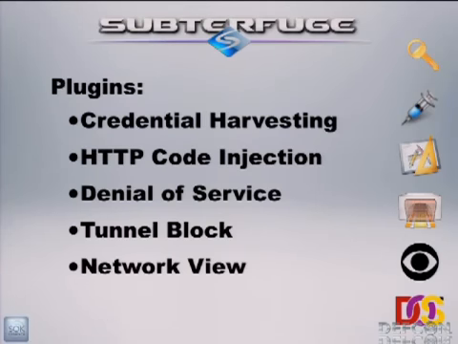Then another plugin, Tunnel Block, actually came up in the development of Subterfuge. A friend of mine, a fellow computer scientist, said, well, even if you have the man in the middle, if I have a VPN or some other kind of tunneling encryption protocol, you're not going to see what I'm doing, right? I said, well, if I'm man in the middle, I can do whatever I want.